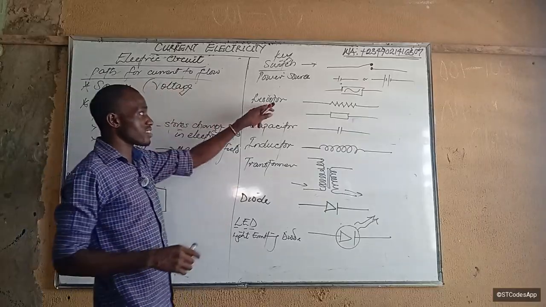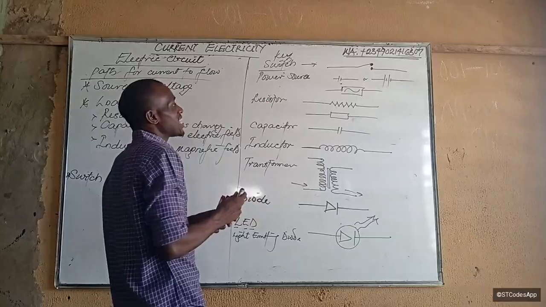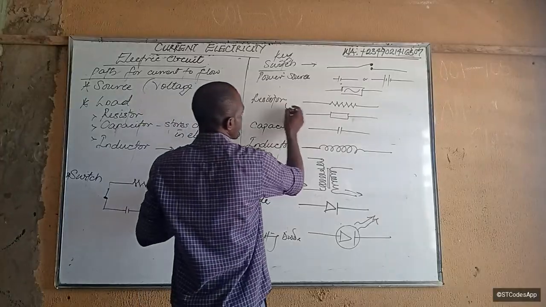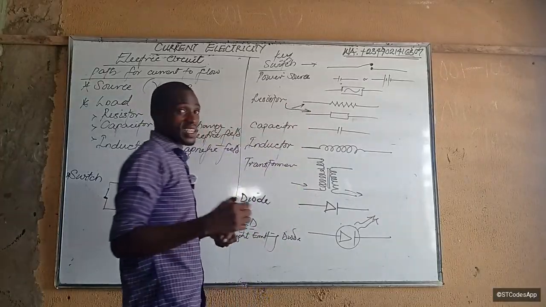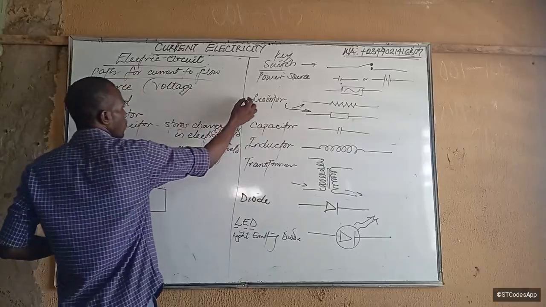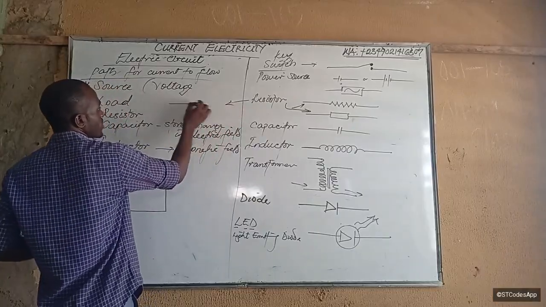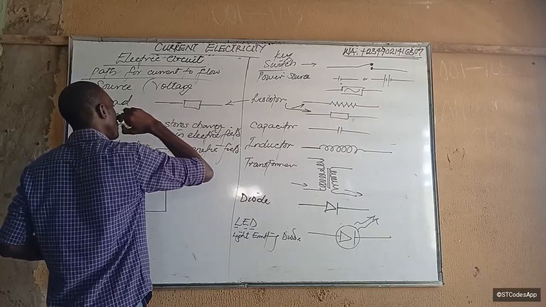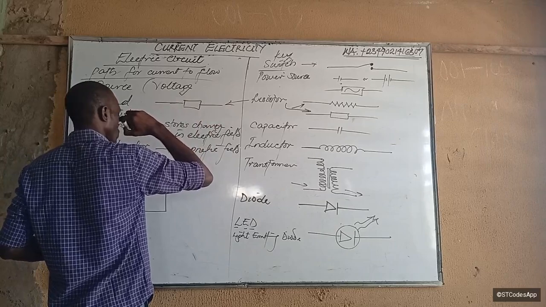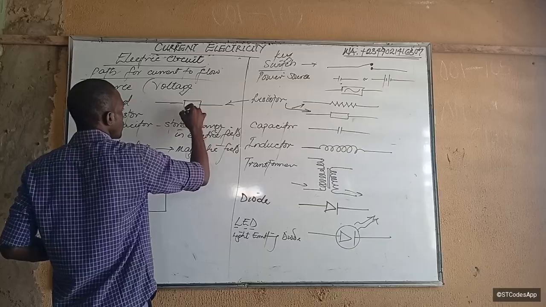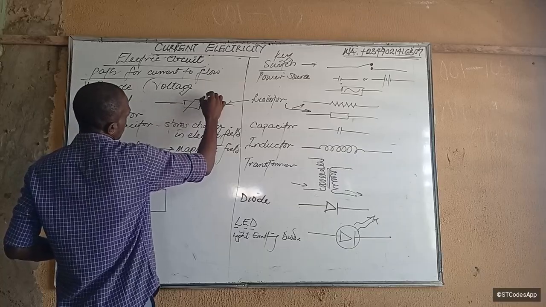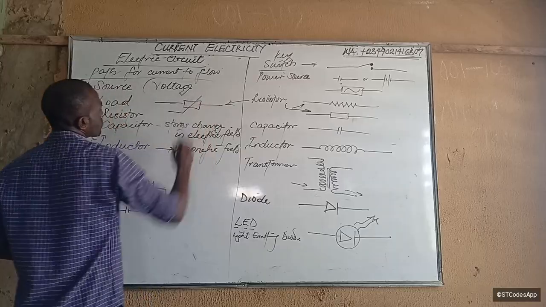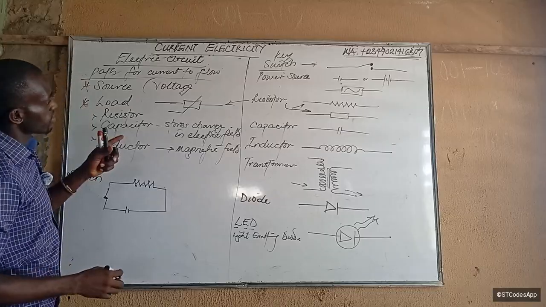And there are two types of resistor. There is the variable resistor and there is the fixed resistor. These two you are seeing here are the fixed resistors. The variable resistor looks like this. I think it's like this. Okay, that's the variable resistor.